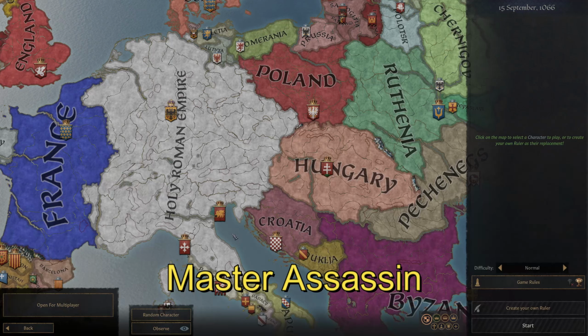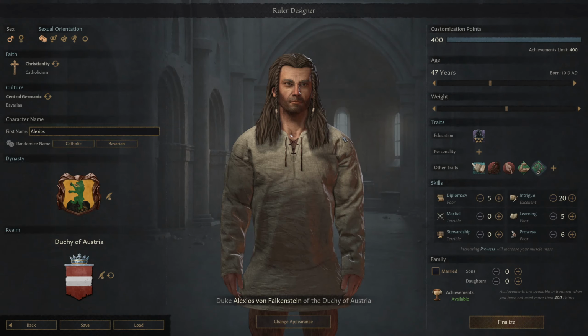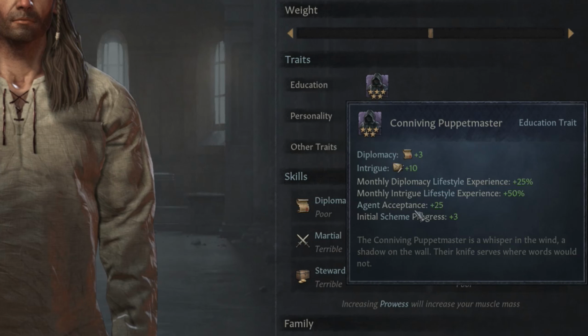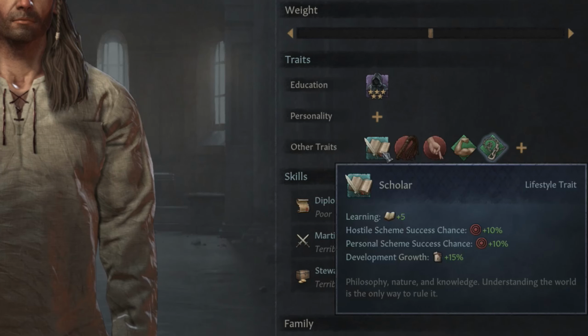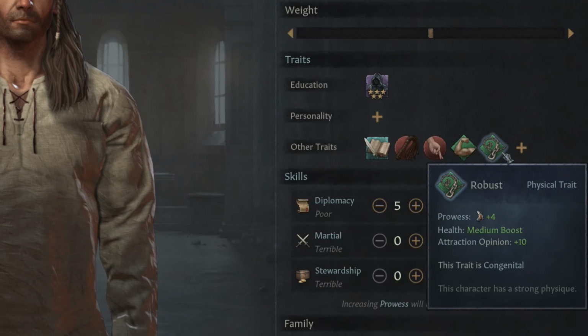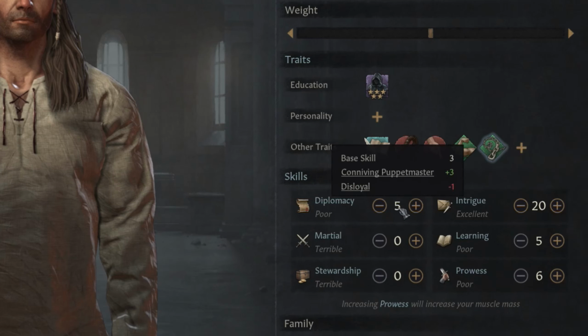The next build is a Master Assassin build, using intrigue to accomplish my nefarious plans. The Assassin build centers around the level 5 intrigue education, which gives increased agent acceptance and faster scheme progress. I'm 47, so I get some perks, and I can start murdering immediately as an adult. The Scholar trait also gives plus 10% hostile scheme success, which is basically 10 intrigue for 50 points. Flagellant and Disloyal for the point refunds, and Strong and Robust to live as long as possible, and 9 levels to intrigue and the extra to diplomacy.